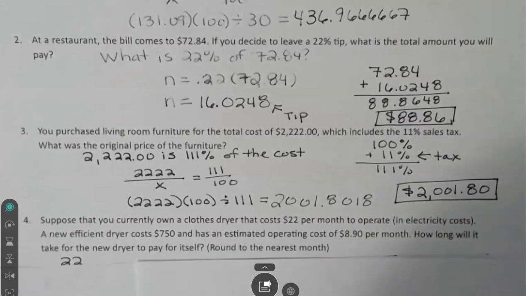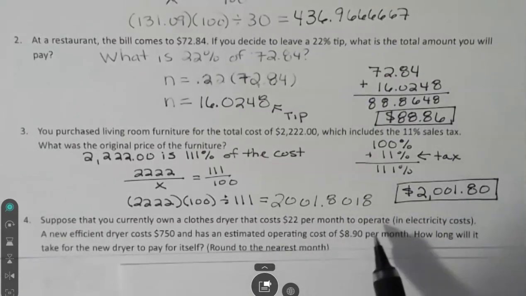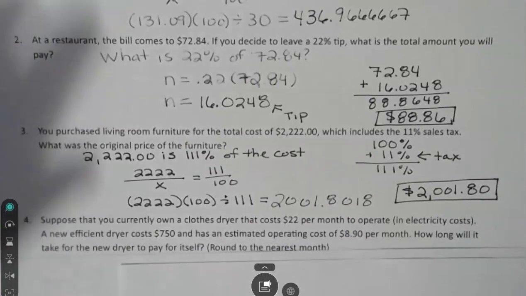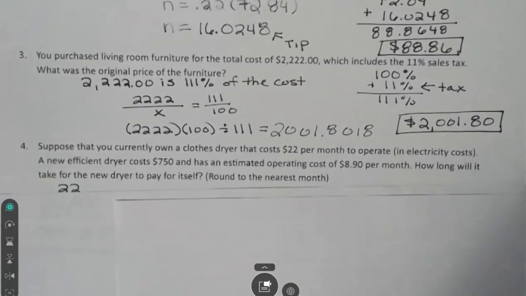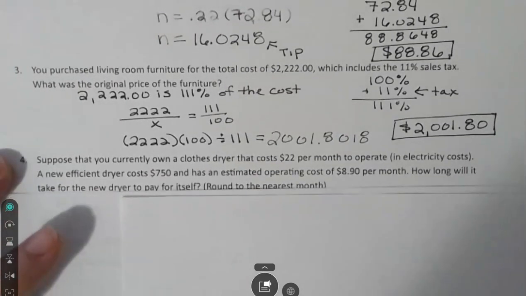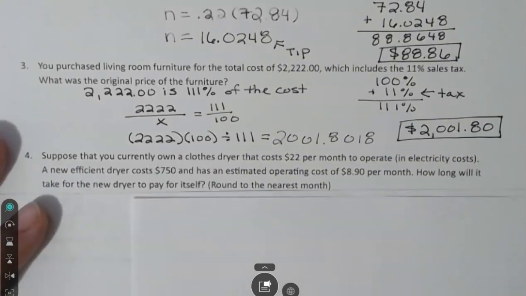Okay, in the fourth one it says, suppose you currently own a clothes dryer that costs $22 a month to operate. There's my 22 again. A new efficient dryer costs $750 to purchase, but it has an estimated operating cost of $8.90 per month. How long will it take for the new dryer to pay for itself? Most people could figure this out. How you do it is your business, really.